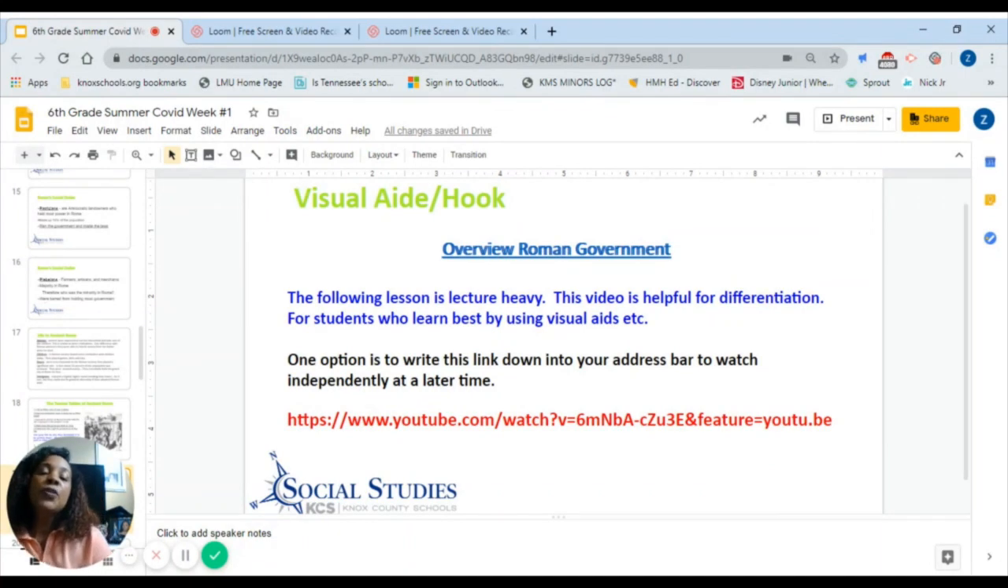All right, so this is a visual aid because this lecture is very heavy with information. I feel like this video is helpful for differentiation for students who learn best by using visual aids. So one option is to write this link down in your address bar, in your computer, or on your telephone. It's written right here in red. You can pause it, write it down exactly, watch the video. I feel like this video will help congeal and make the information that I'm talking about make more sense to some, and for others, they can just enjoy the video.